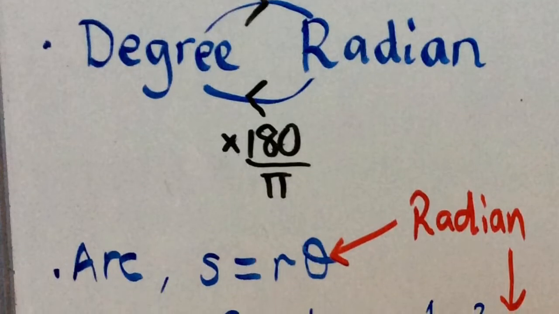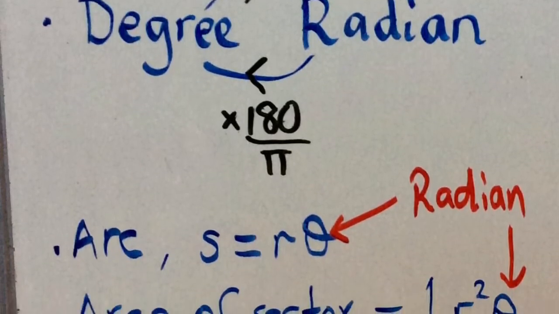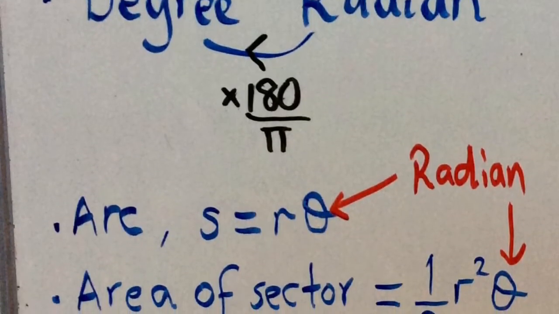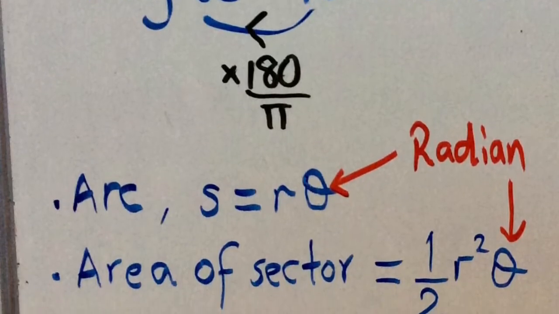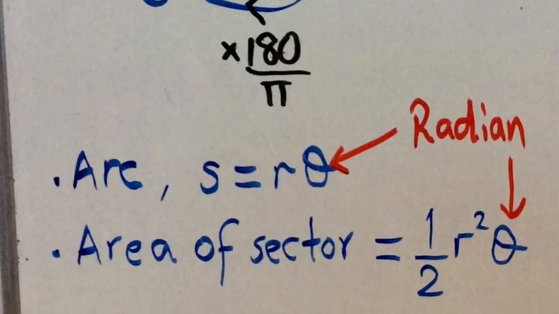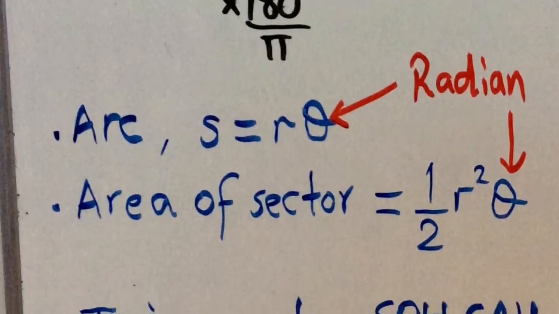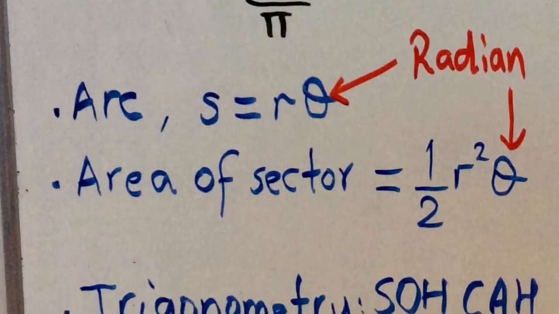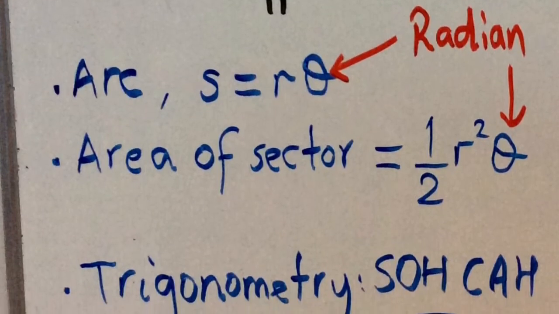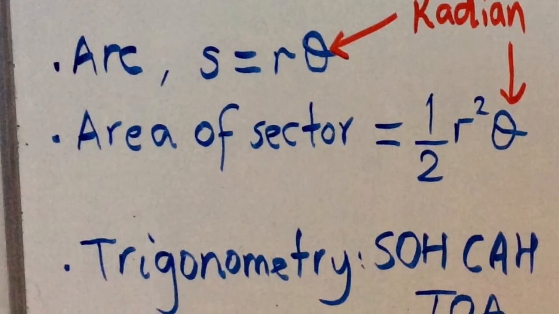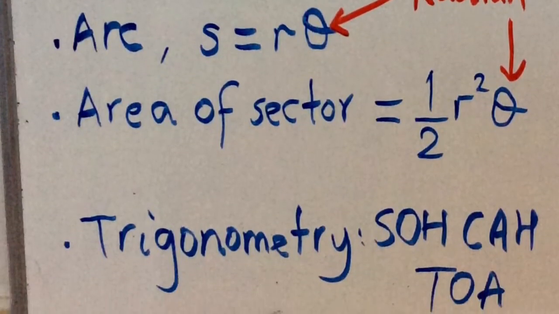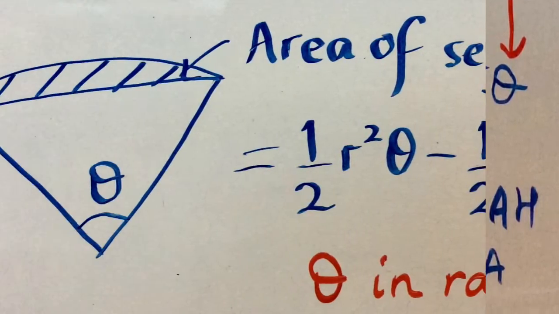Next you want to find the arc length, which is s equals r theta. Your theta should always be in radian, and also the area of the sector, which equals 1 over 2 r squared theta. Next you need to know how to use the trigonometry property, which is SOH-CAH-TOA. The sine is opposite over hypotenuse, cosine adjacent over hypotenuse, tangent is opposite over adjacent. So you need to know all of this to answer circular measure.